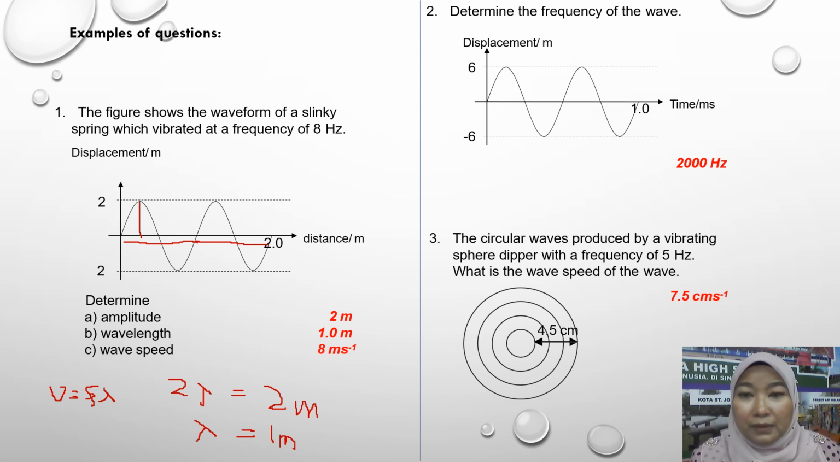For number 2 and number 3, you can try it yourself. And the final answer is here. So let's try.